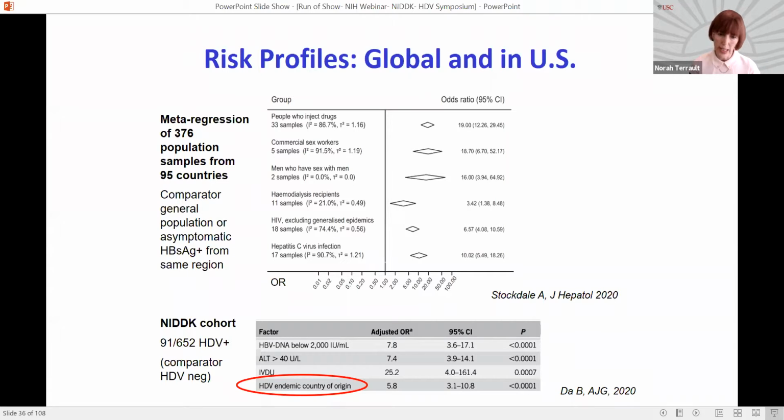And I put this table in to emphasize that in the United States, most of our hepatitis B is in the foreign-born. And similarly, not surprisingly, Delta is also common among the foreign-born. And so in terms of independent factors that influence the presence of Delta is country of origin.